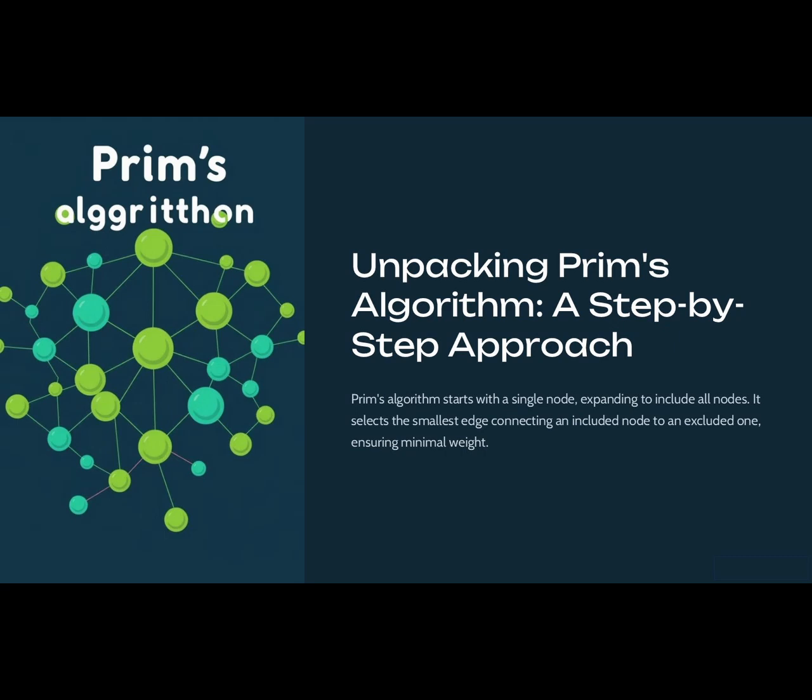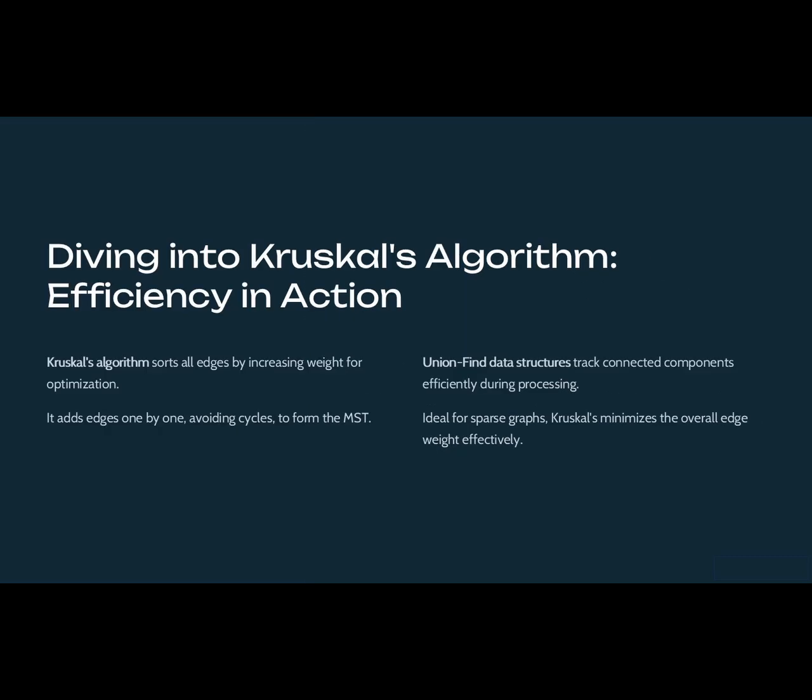Kruskal's algorithm, by contrast, starts with all edges sorted in ascending order of weight and approaches the problem from the edge side. Using a union-find data structure, it adds edges one at a time, provided they connect previously unconnected parts of the graph and don't form cycles.